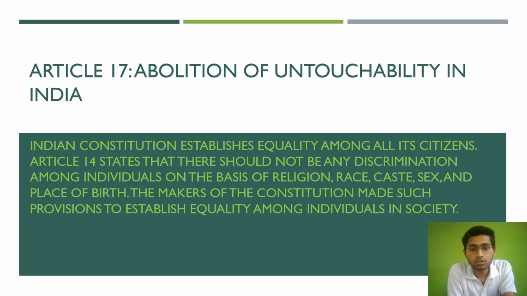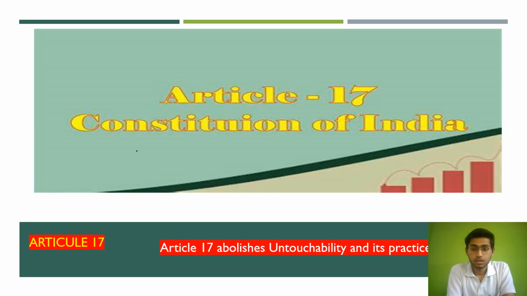Second point, the makers of the Constitution made such provisions to stabilize equality among individuals in society. The constitutional makers have made such provisions or processes to stabilize equality, and they try to maintain equality among all the citizens in the society. So the basic motto of Article 17 is to abolish untouchability, and its practice should be abolished.